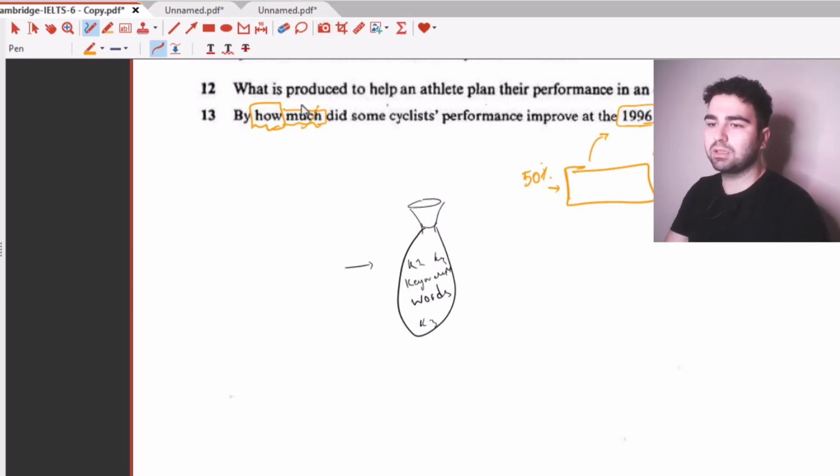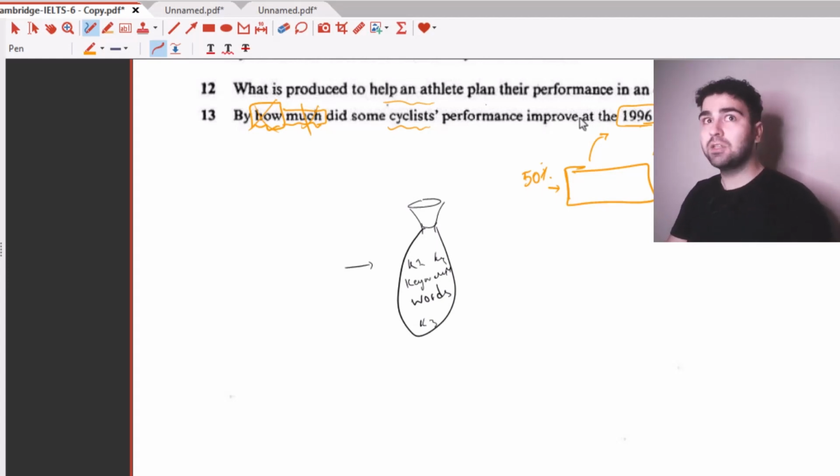How much is not good. Okay, cyclist. Of course, it is not always going to talk about cyclists. So if I see cyclist in the passage, I have to underline it. Maybe that cyclist is related to the answer of this question. So this is a good keyword.